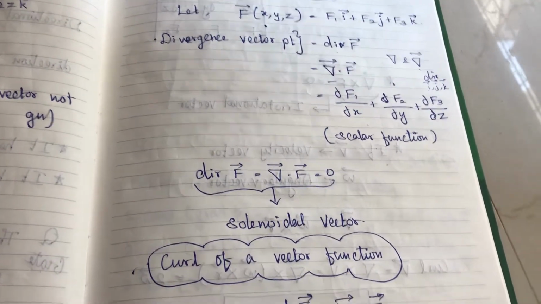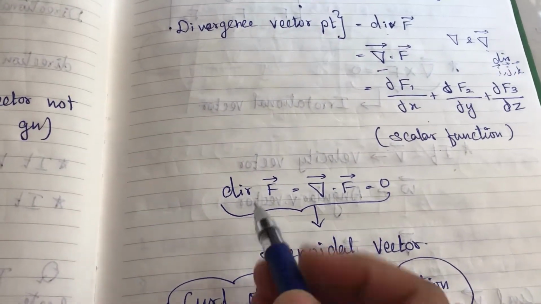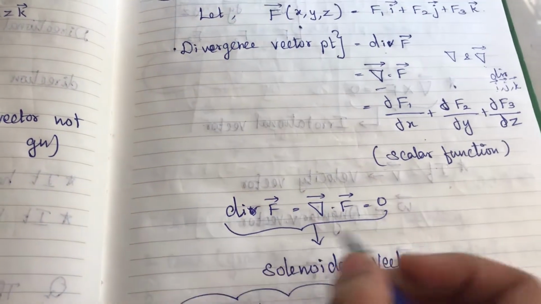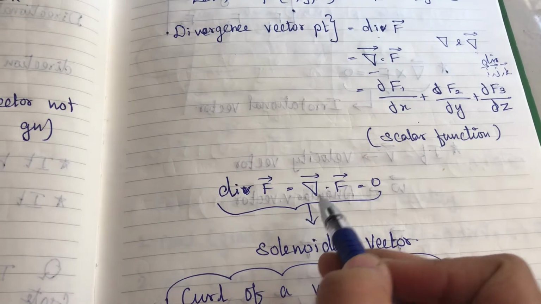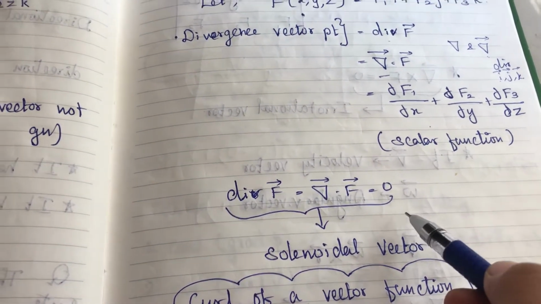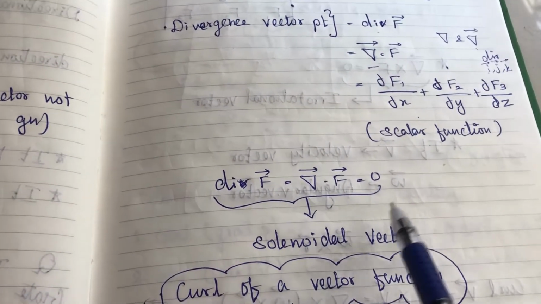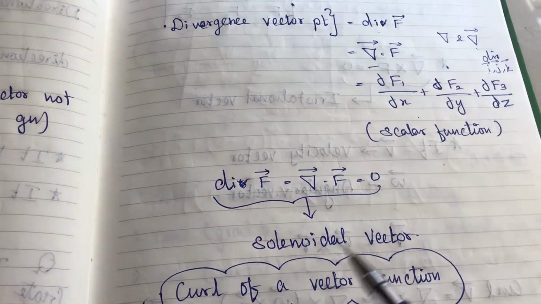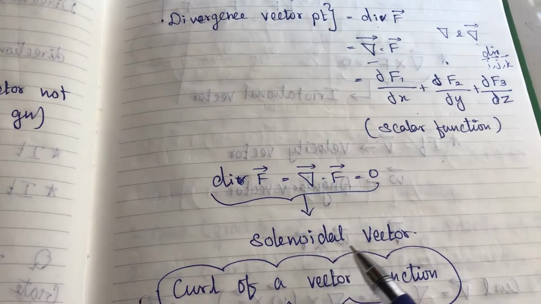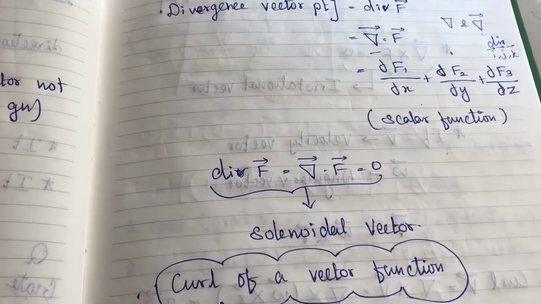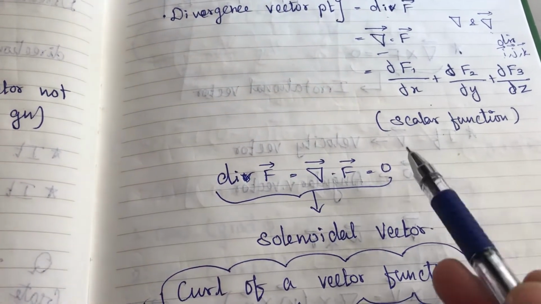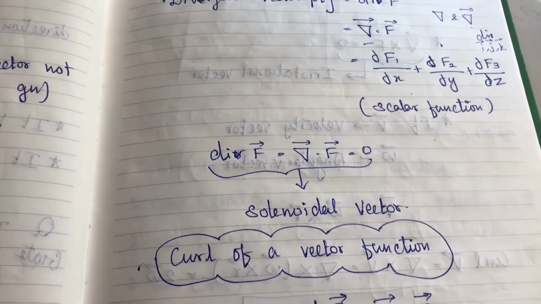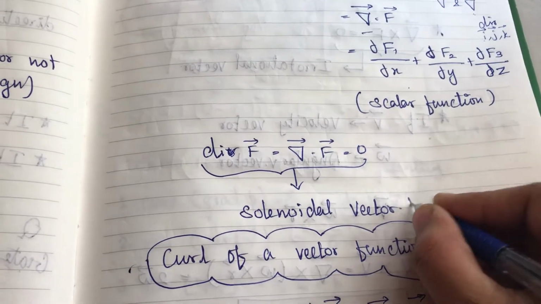Next thing, divergence of f vector is equal to del vector dot f vector. If this is equal to 0, then this vector is named a solenoidal vector. If divergence becomes 0, it is named a solenoidal vector. This can be asked in the 1 mark questions.